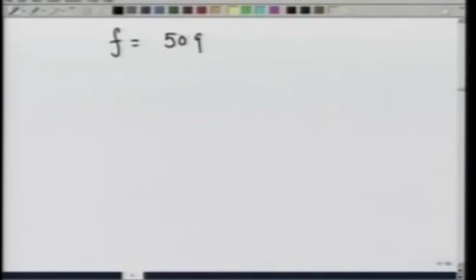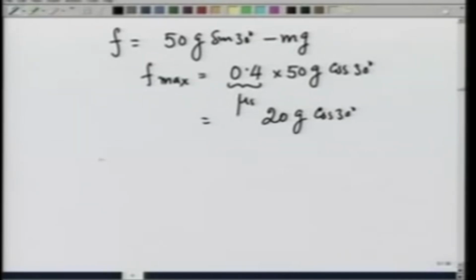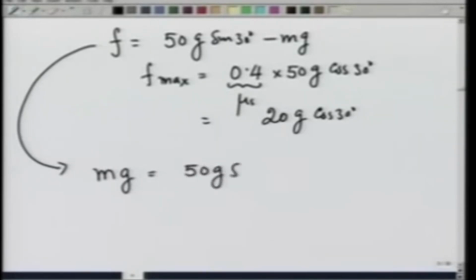So, we have the equation F equals 50 g sine 30 degrees minus mg, and F max possible is equal to 0.4, which is mu s, times 50 g cosine of 30 degrees, which is equal to 20 g cosine of 30 degrees. So, therefore, if I convert this equation to get m, I get m g equals 50 g sine of 30 degrees minus F.